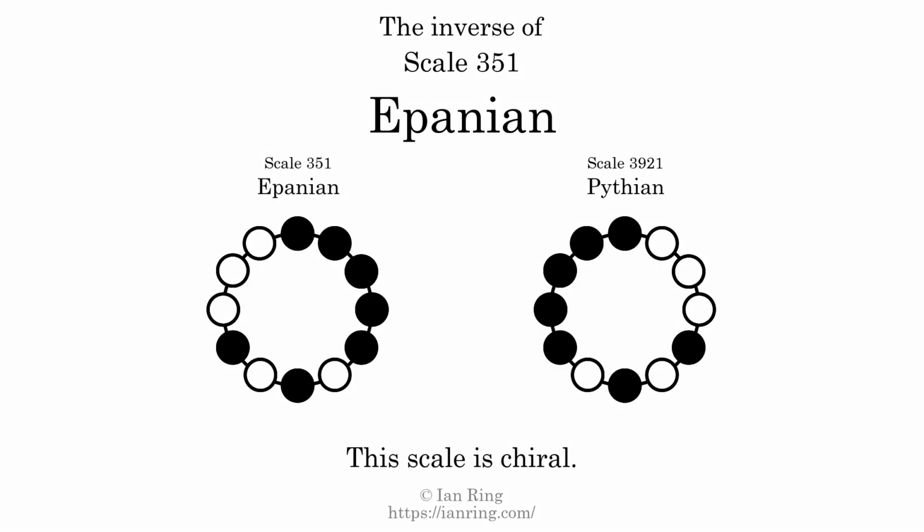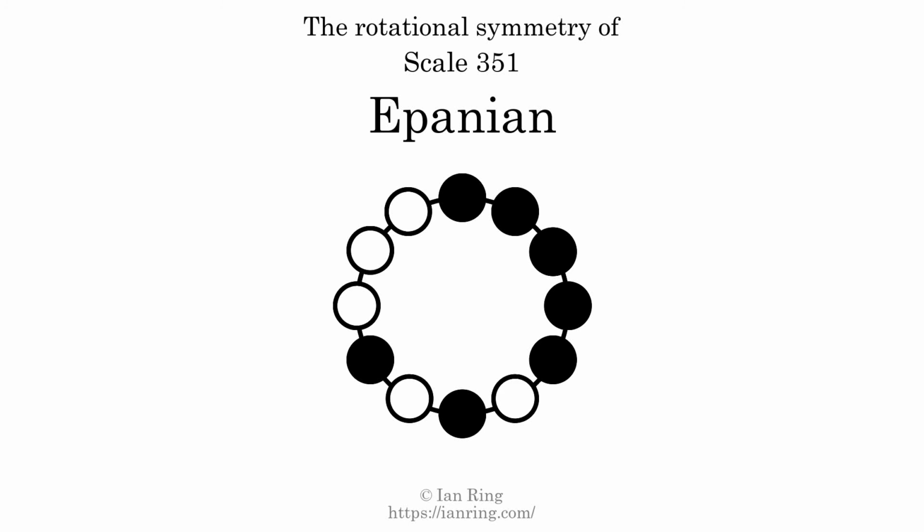The inverse of a scale is a mirror image. It is what you get when the sequence of intervals is reversed. The inverse of this scale is scale 3921, also known as Pythian. This scale is chiral. It cannot transform into its inverse by rotational transformation. This scale has no rotational symmetry.